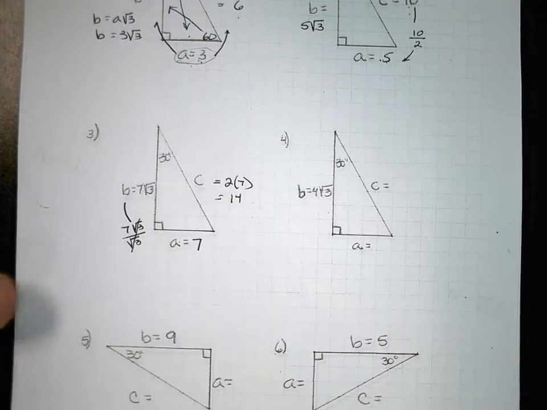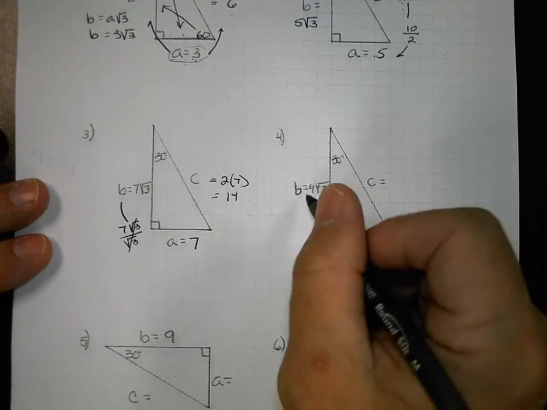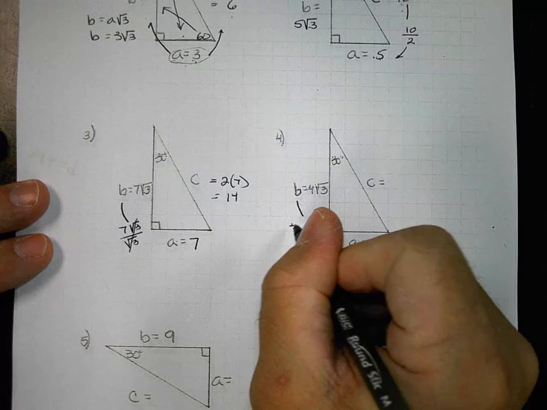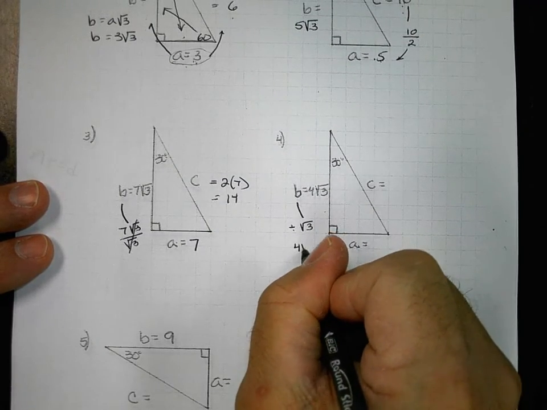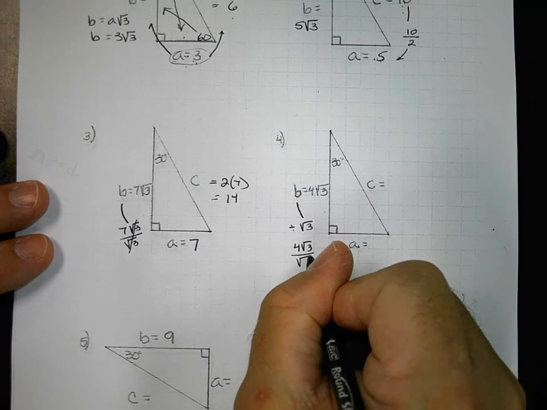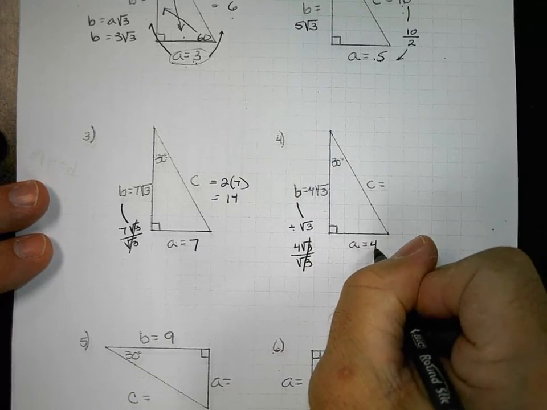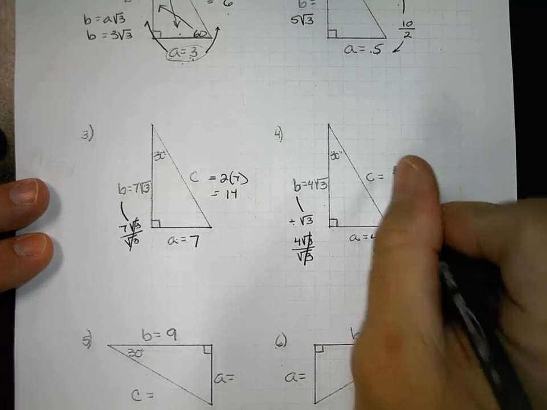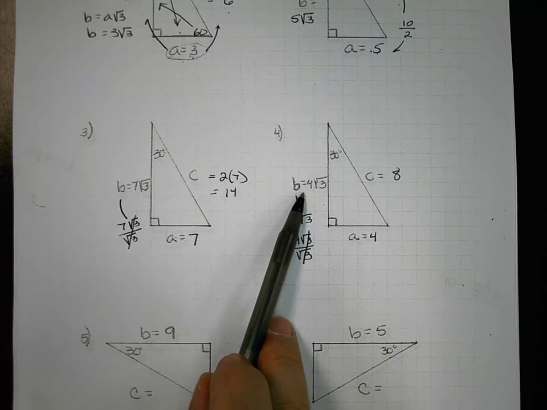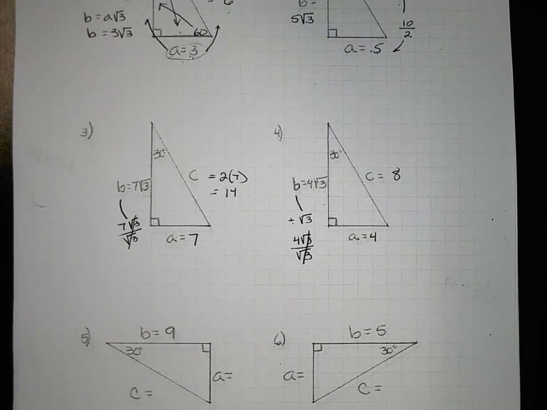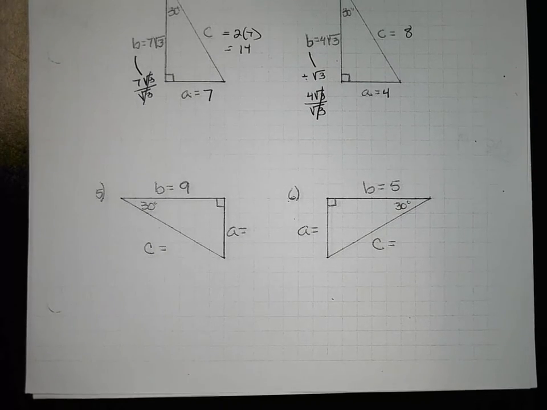Not too bad. One more time, just for practice. When we know B and we want A, we simply divide B by the square root of 3. So in this case, we take 4 root 3 divided by root 3. They cancel each other out, and we get A equals 4, which means C equals 8. Pretty straightforward. Now that's easy when B is something times the square root of 3, but of course that's not always going to be the case, like in example number 5.